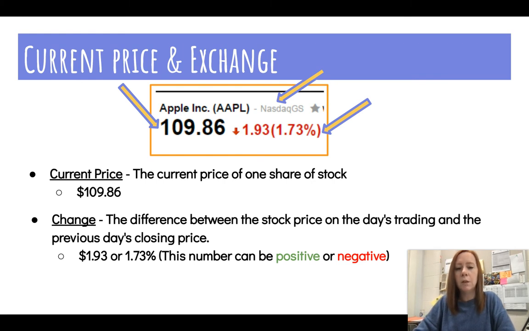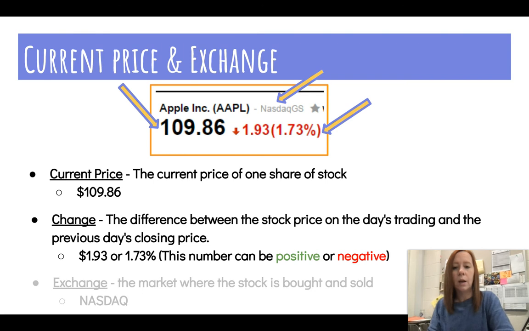This is the difference between the stock price right now and what it closed at 4 p.m. yesterday. So it is going to be up or down from yesterday. And according to this stock quote, it is down $1.93 or 1.73%. So this is the difference between the current price right now and what it closed at, what the very last trade was at yesterday at 4 p.m. when the stock market closed in New York.